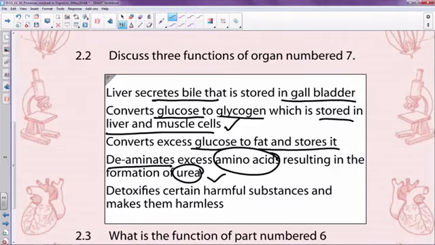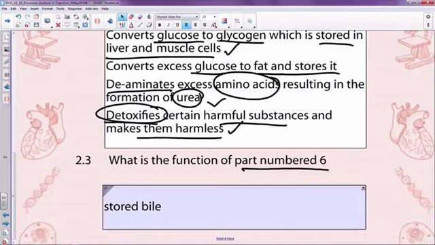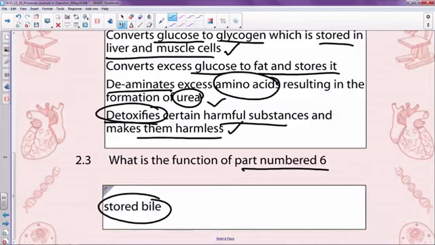And then finally, we said that it detoxifies harmful substances, preservatives, drugs, and medication that could be harmful to the body. So it basically will detoxify them and neutralize their harmful effects. 2.3. What is the function of part number 6? And if you recollect, guys, part number 6 was the gallbladder, and the gallbladder essentially is to store the bile temporarily so that that bile can be released into the small intestine when emulsification of fat is needed.